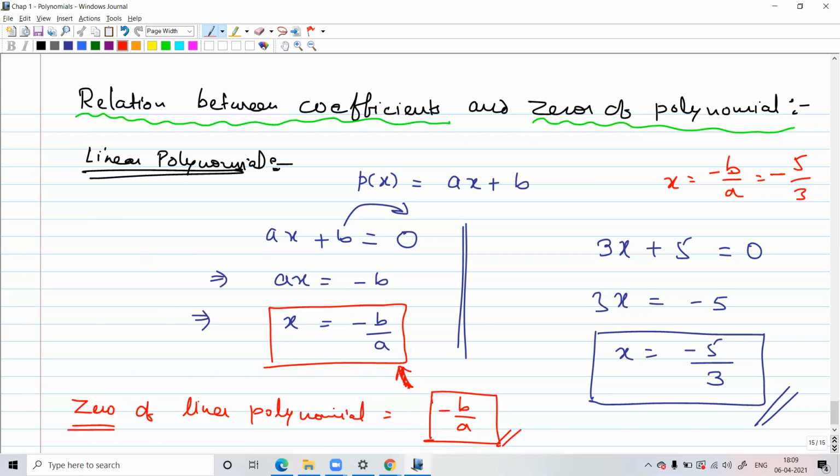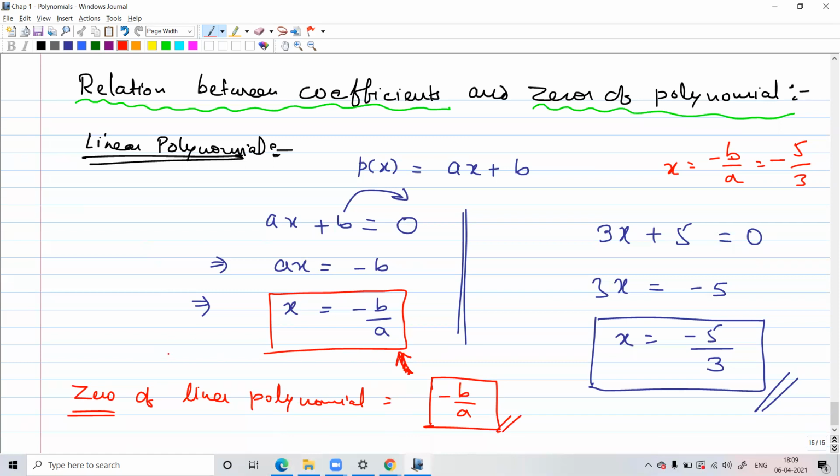a and b are the coefficients, and I'm saying that minus b by a will become the 0. So is this not a relation between 0 and coefficients? It is, okay. So it's the relation between the coefficients and the zero of a linear polynomial. But linear is always very easy. You have been studying this from your 7th or 8th standard probably. Of course, quadratic and cubic are not going to be so simple because they have more than one zero.